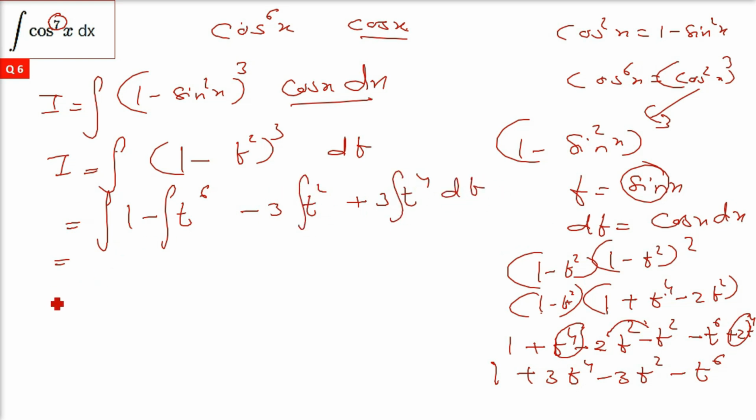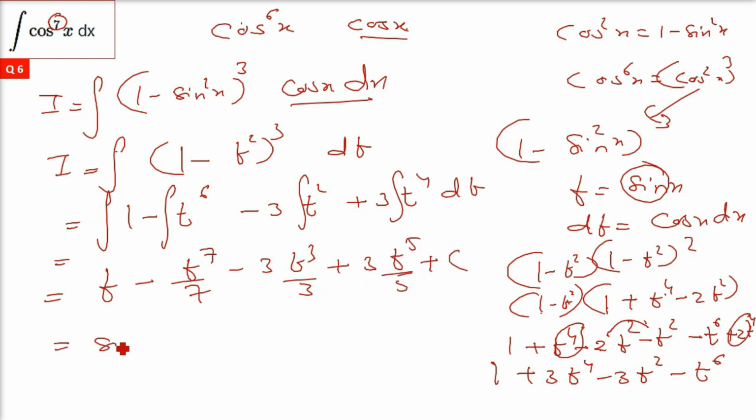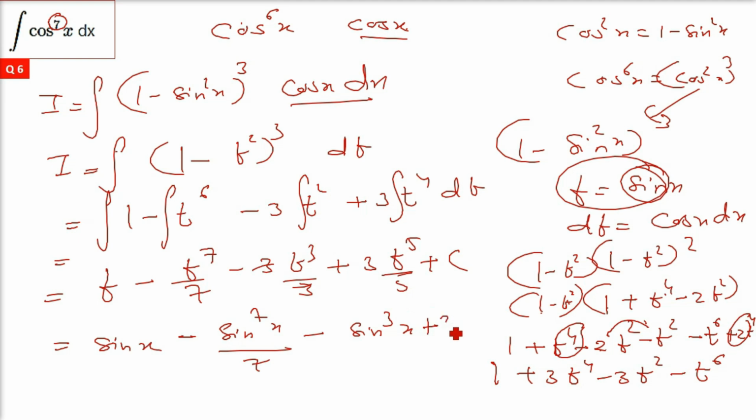So first one will be dt. So t raised 6 will be t raised 7 by 7. t square will be t raised 3 by 3. And t raised 4 will be t raised 5 by 5 plus constant of integration. So this t will be sin x minus sin to the power 7x divided by 7. This is the second term. 3 gets cancelled. It will be sin cube x. And this will be plus 3 by 5 t raised 5, which is sin x to the power 5, plus constant of integration. Okay, that's your final result.